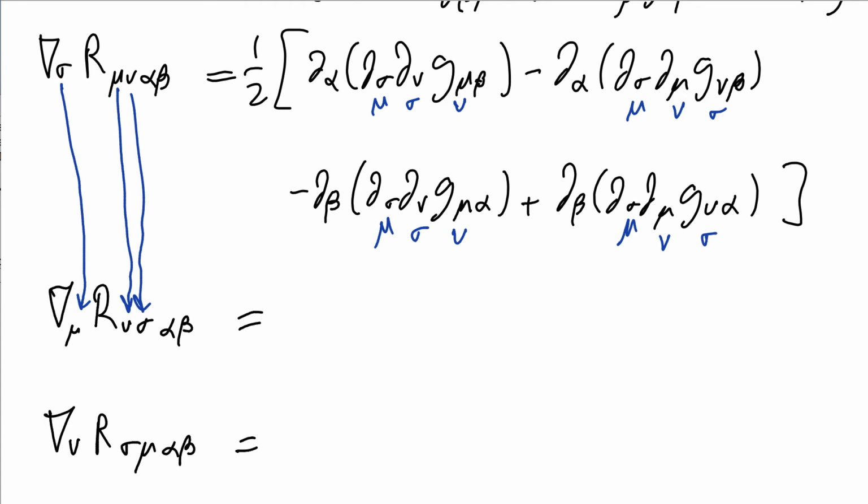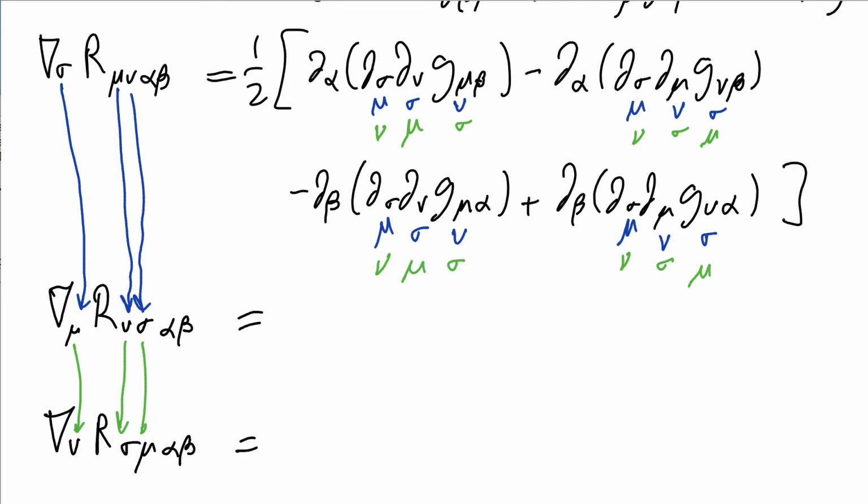And then to obtain this final expression, we need to change mu to nu, nu to sigma, sigma to mu. So first of all, mu to nu. This becomes nu, nu, nu, nu. Nu becomes sigma. So that's sigma, sigma, sigma, sigma. And finally, sigma becomes mu. So this is mu, mu, mu, mu.